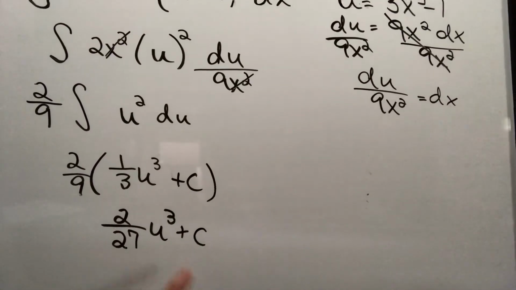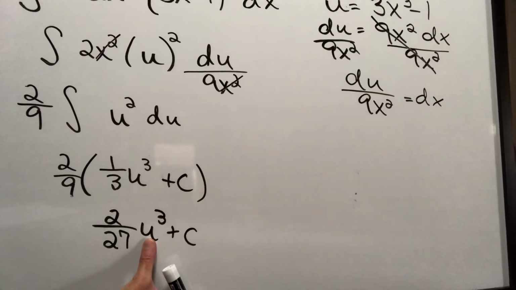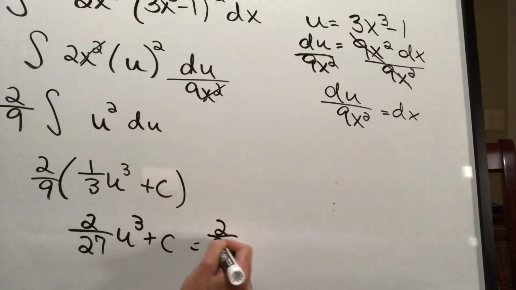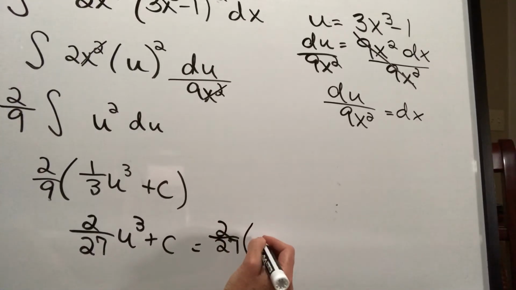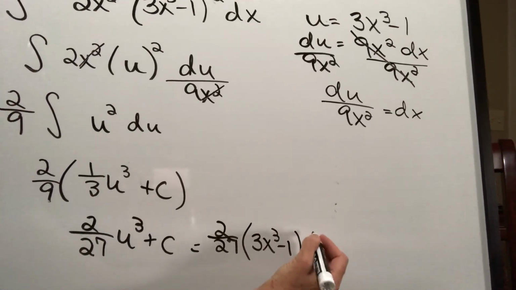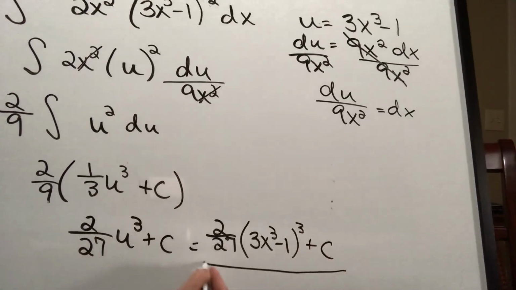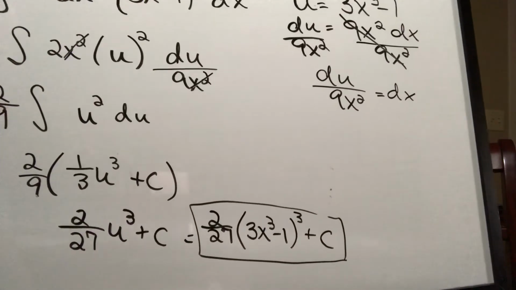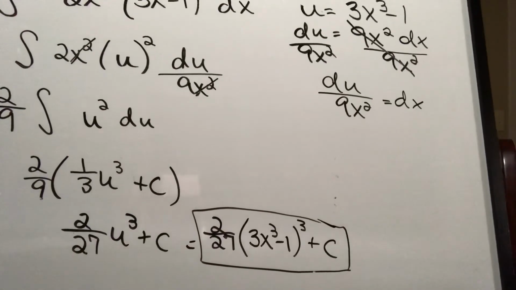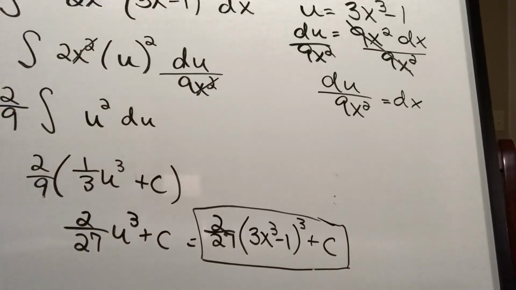And then in the last step, you would plug in u from what you originally made it, which was 3x cubed minus 1. So your answer would be 2/27 times (3x cubed minus 1) raised to the 3rd power plus c. The final answer for number 5. Okay, checking it means you take the derivative of your answer, and hopefully it'll be what you started with, because that would mean you did it right.